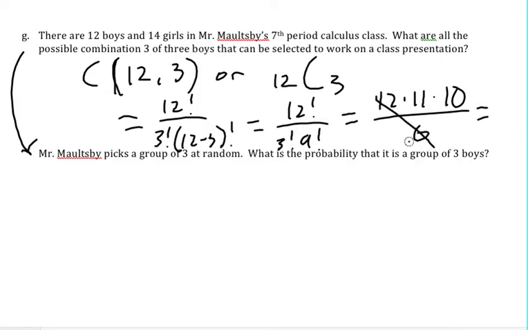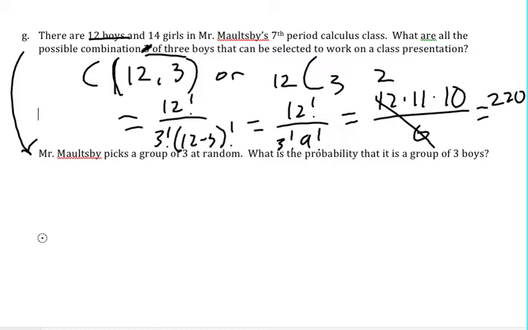This simplifies to 2. So it's really 2 times 11, which is 22 times 10. So it's 220. So 12 choose 3 is 220. That's the number of ways to make a combination of 3 boys if we have 12 boys to work with. Okay, I just realized I wrote 3 twice in here.